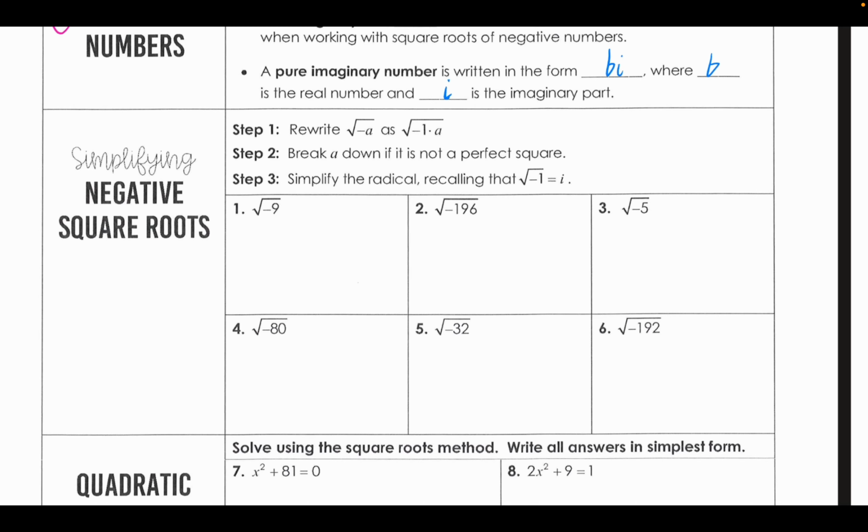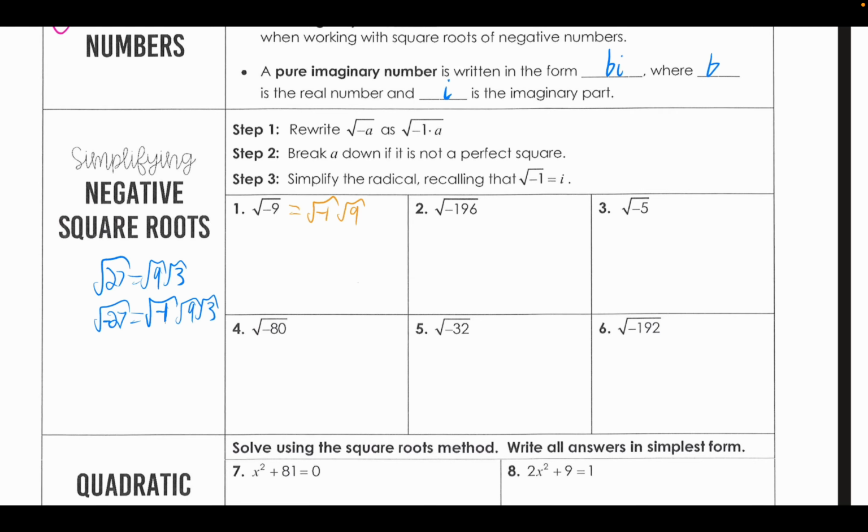Very similar to how before we would say the square root of 27 was the square root of 9 times the square root of 3. Similar here, we'll say that the square root of -27 is equal to the square root of -1 times the square root of 9 times the square root of 3. It works incredibly similarly, except now we just have the inclusion of the square root of -1. So for example, number 1, the square root of -9 is really the square root of -1 times the square root of 9.